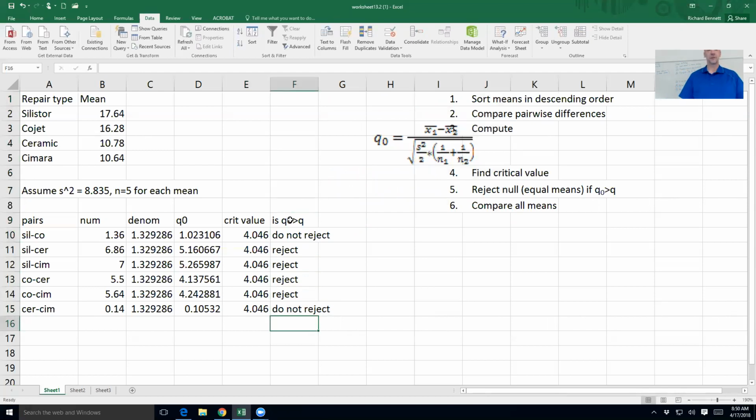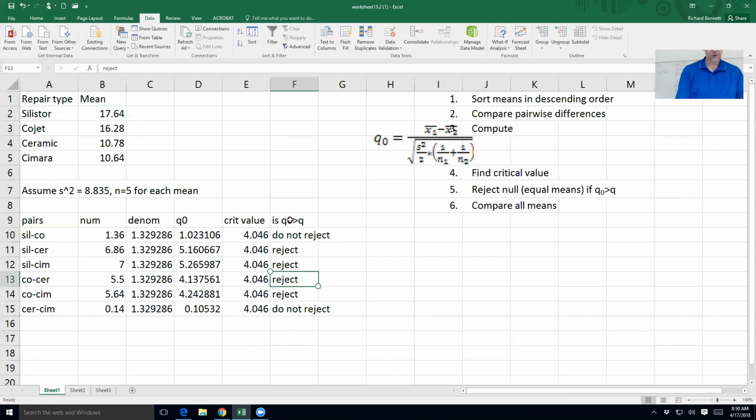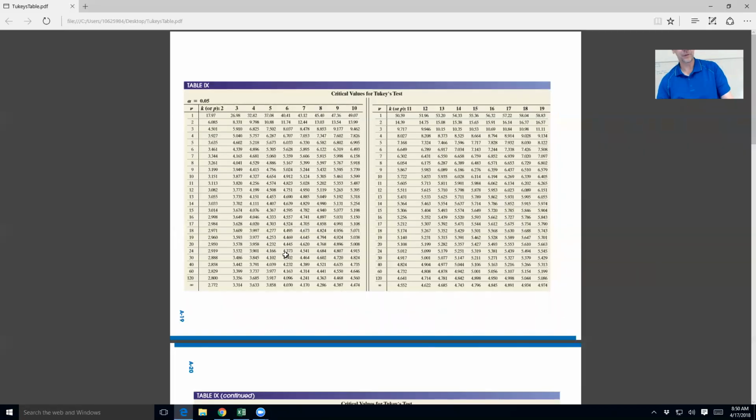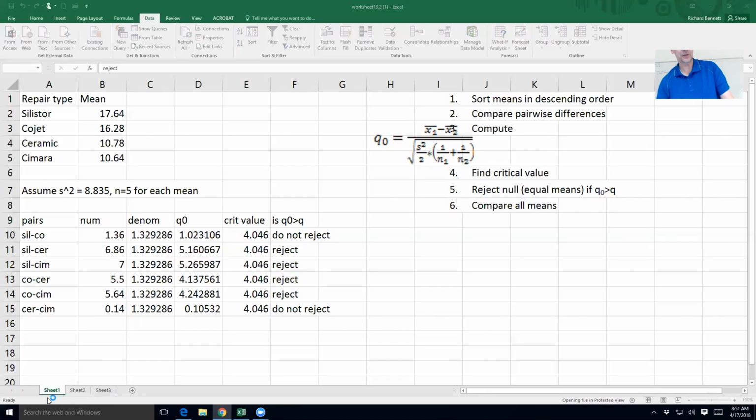Okay, so here's what we see. When we compare Silastor versus Cojet, those two are not significantly different. 17 and 10 is, 16 and 10 is. Oh, actually, that's wrong. That one says do not reject. Oh, that still says reject. Isn't that greater than 4.046? Let me see here. Look at the worked out one, because I know that one's correct. Did I make a mistake?